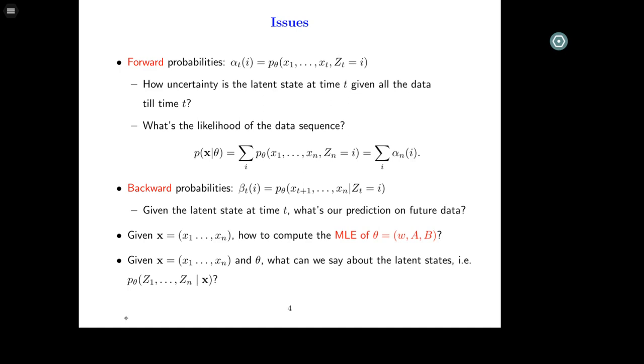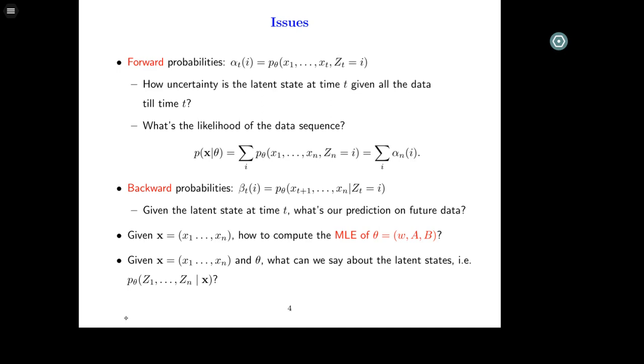And the definition of alpha is here. It is basically the joint probability of observing a sequence x1 all the way till time t, and also your latent state at time t is i. So we're going to compute the alphas. We have discussed how to compute alpha sequentially.